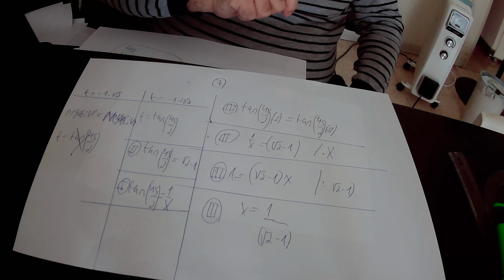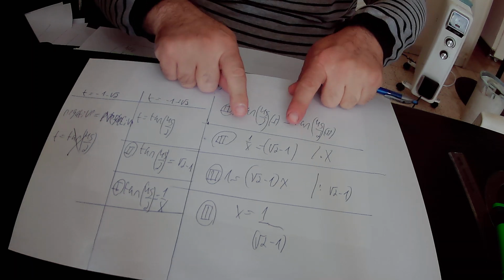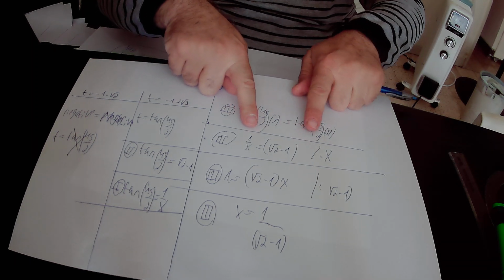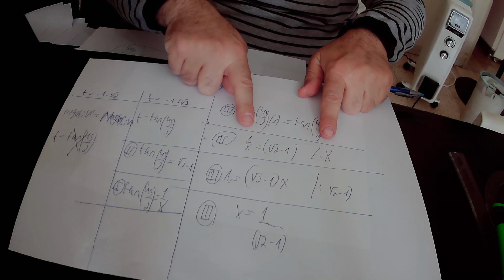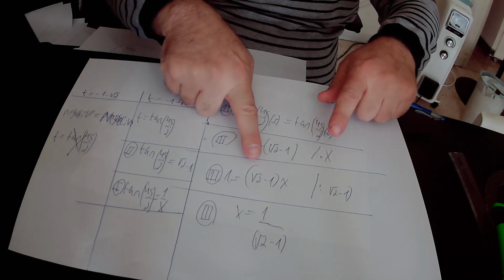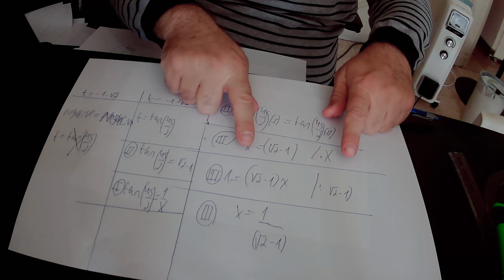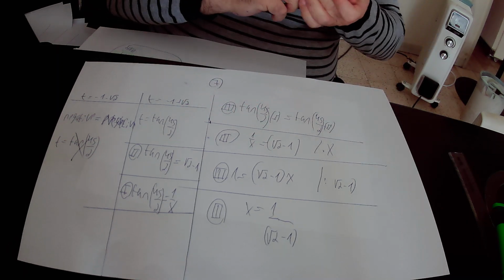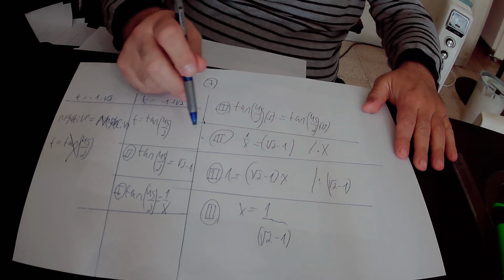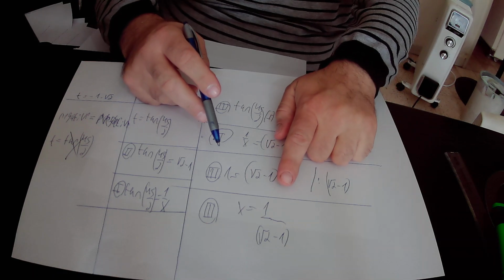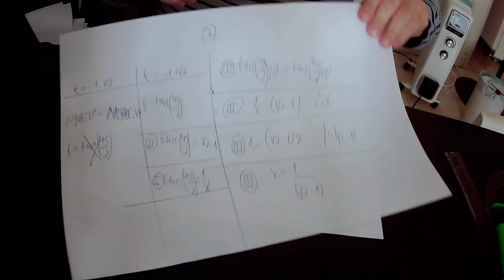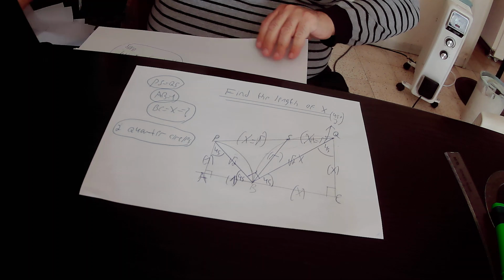So in conclusion, we found out that 1 over x equals the square root of 2 minus 1. We multiply this equation by x, and we found out that 1 equals the square root of 2 minus 1 times x. Then we divided this equation number 3 by the square root of 2 minus 1, and finally found out that x equals 1 over the square root of 2 minus 1. So x equals 1 over the square root of 2 minus 1.